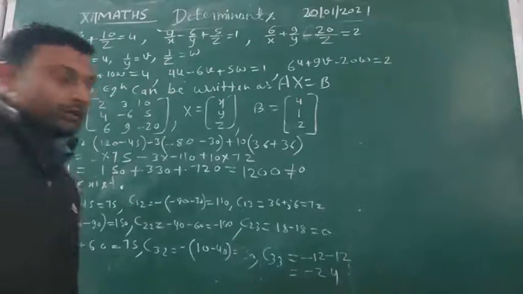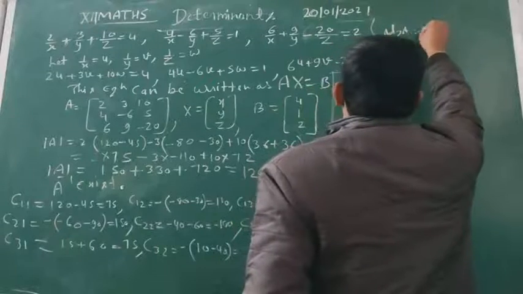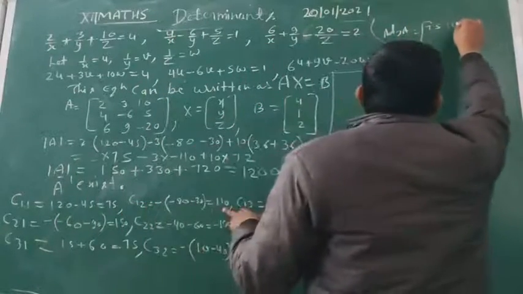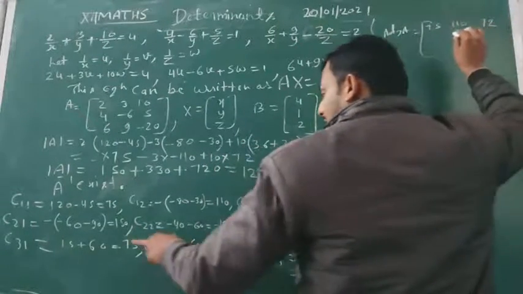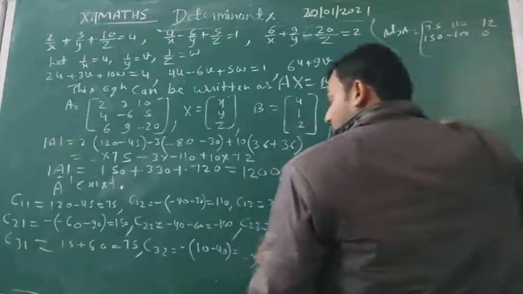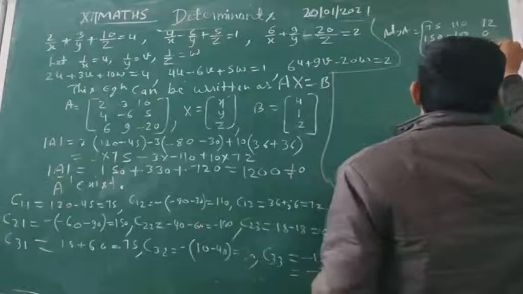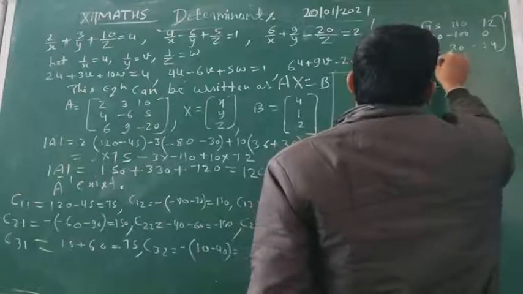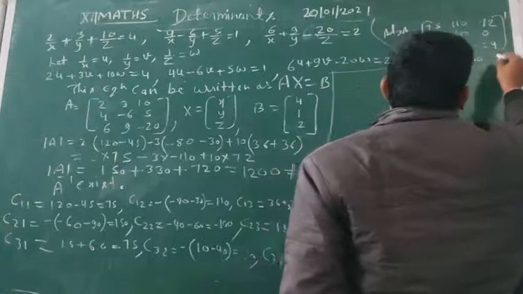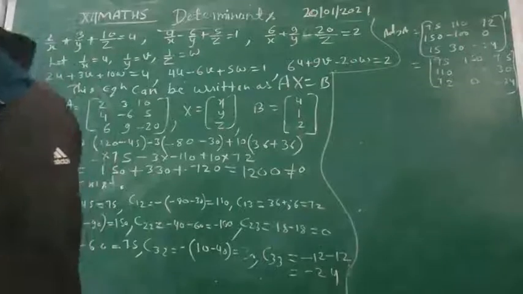Okay, now students, our adjoint of A will be what? The adjoint of A is the transpose of these cofactors: 75, 110, 72; 150, -100, 0; 75, 30, -24. Transposing this, we get the adjoint: 75, 150, 75; 110, -100, 30; 72, 0, -24. Okay, student, so this is our adjoint.